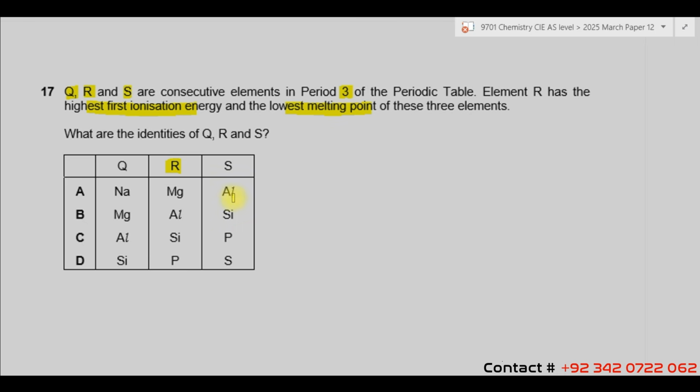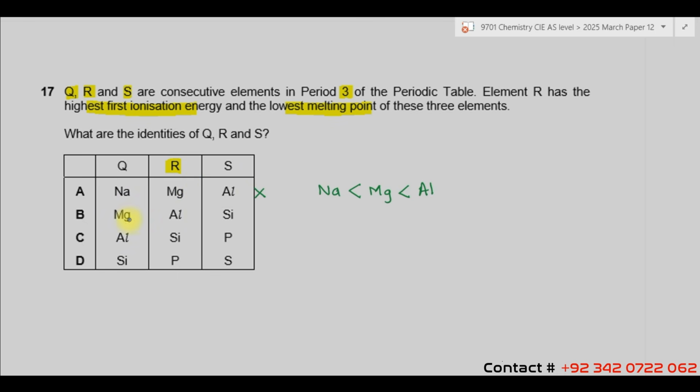Okay, so first three are metals: sodium, magnesium, aluminum. Sodium has 1 electron in the outermost shell. Magnesium has 2, so melting point increases. Aluminum has 3, so melting point further increases. So highest melting point is of aluminum and lowest is for sodium. So this one is incorrect.